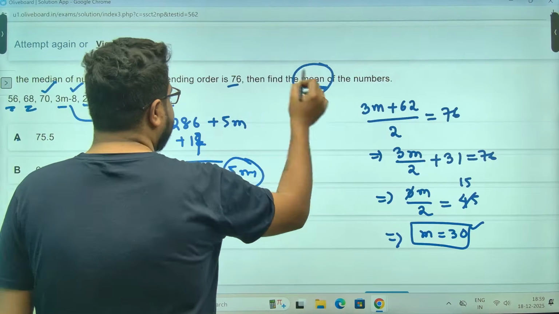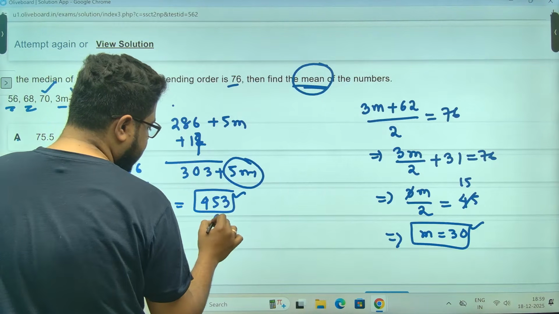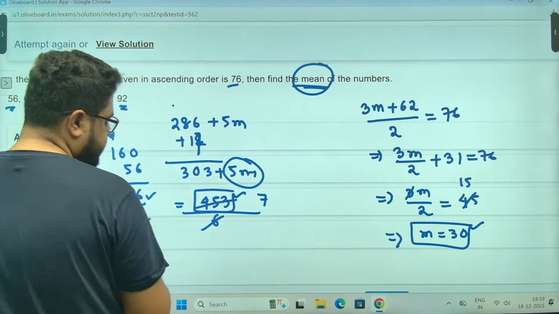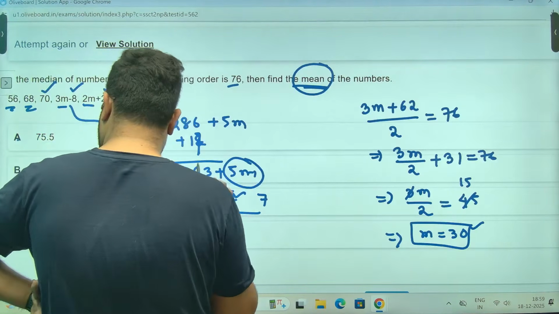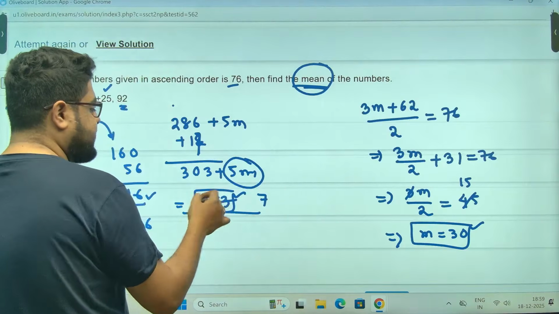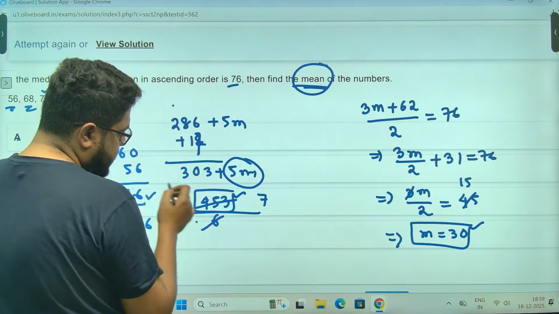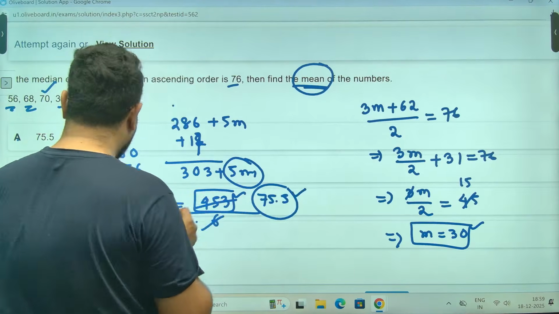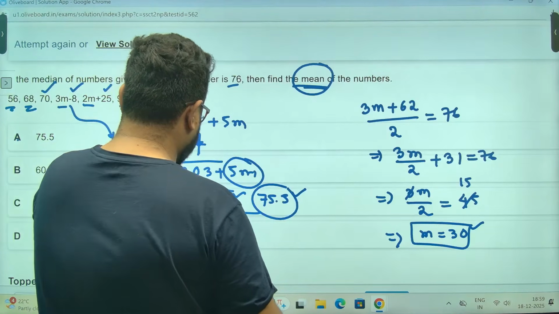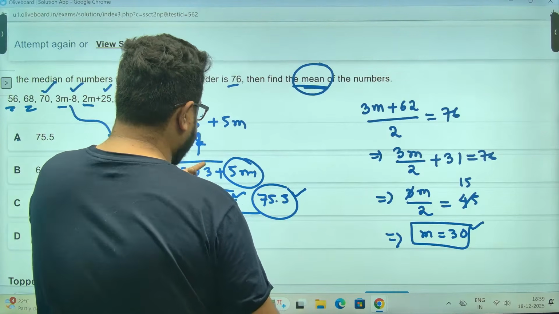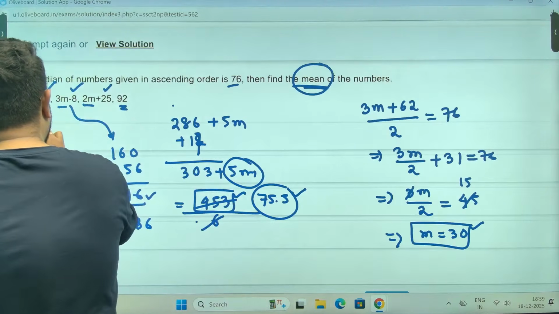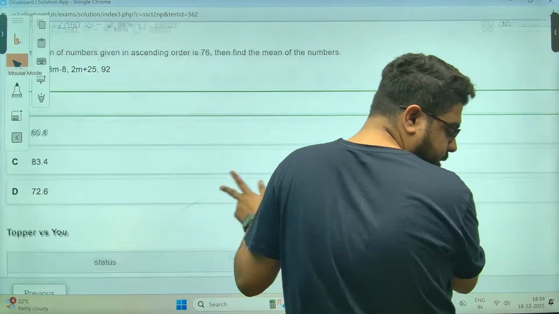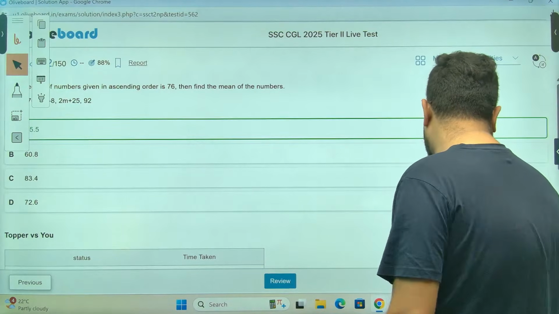So they are asking the mean. Mean means divided by 6. 6 sevens are 42. 6 sevens are 42, 33, so 75.5. That's what is coming, right? 42, 33, 5.5. Yeah. Sir, option A is the correct answer. I just went blank and took much longer in the calculation.